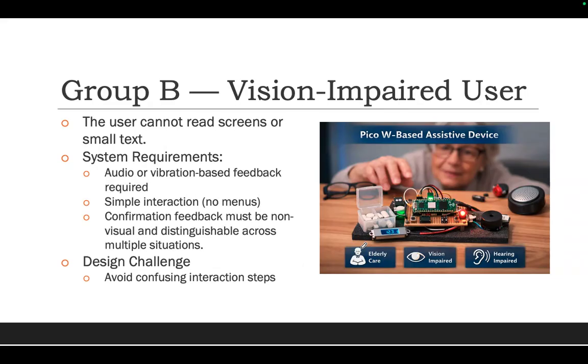Group B, the vision impaired user. Some users cannot read screens or small text. System requirements: audio or vibration-based feedback is required, and a simple interaction with no menus. Confirmation feedback must be non-visual and distinguishable across multiple situations. The design challenge is to avoid confusing interaction steps. This person may be a vision impaired user.